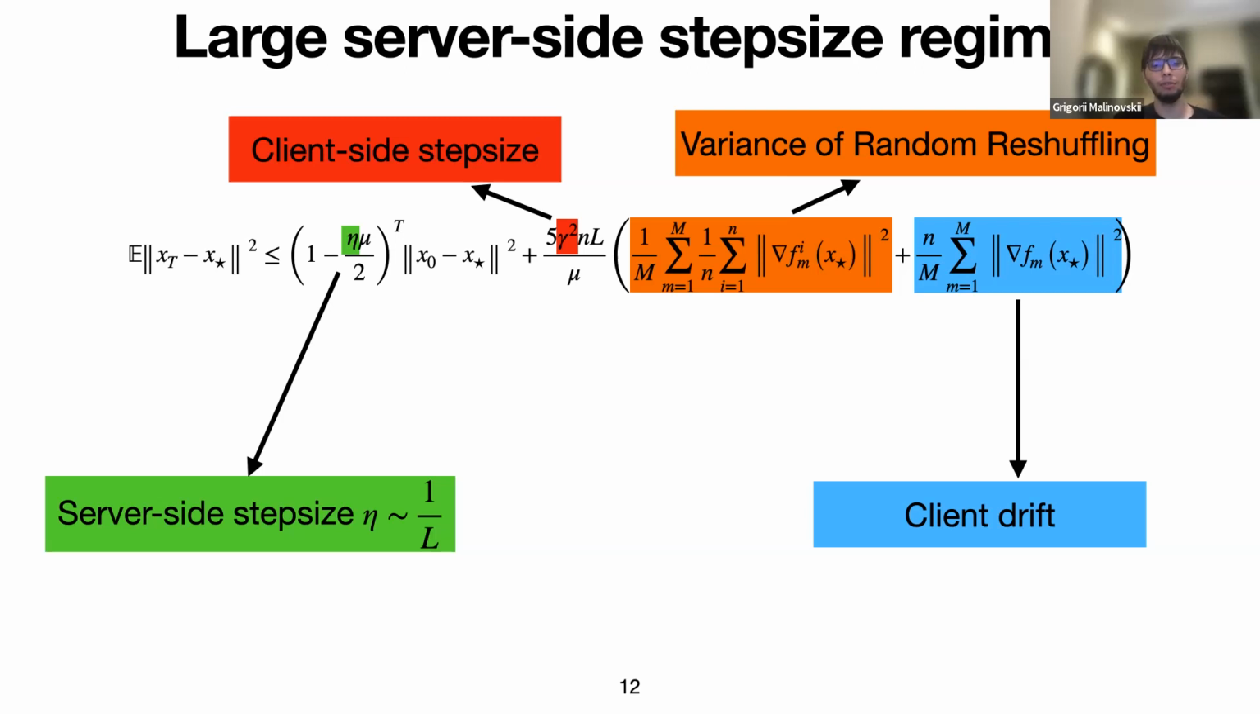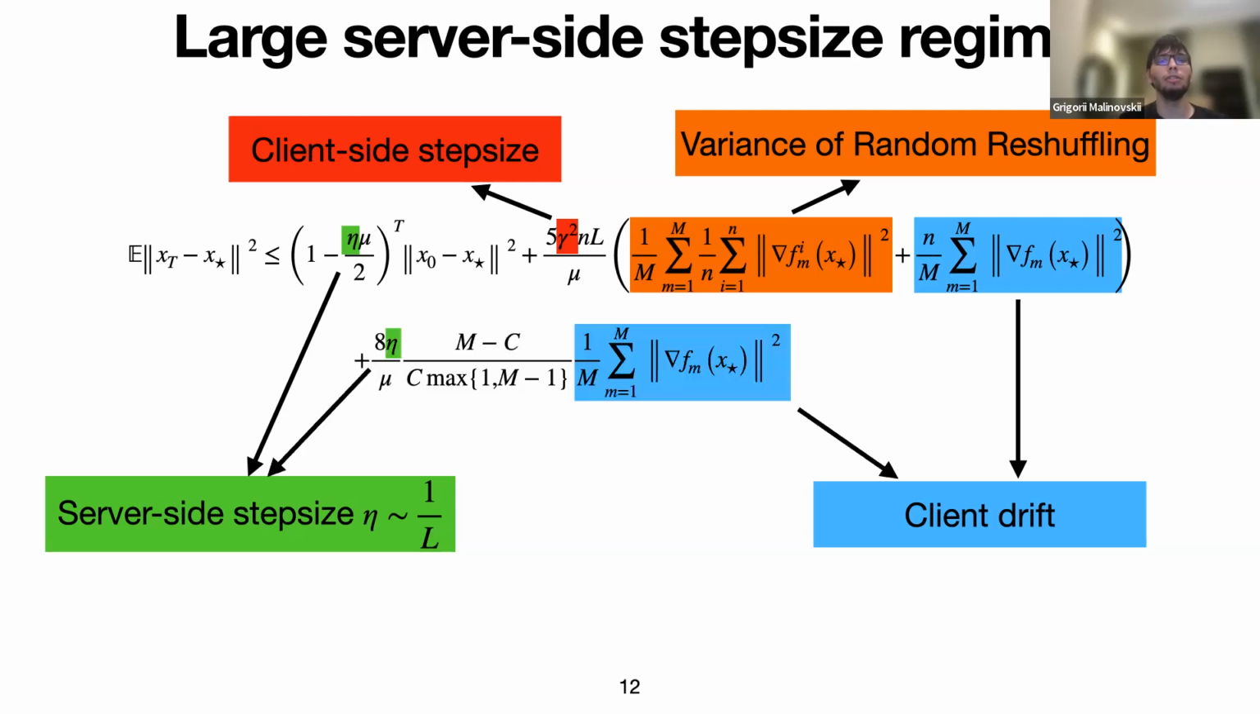But if we use partial participation or client sampling, we will have an additional term which is proportional to the global server-side step size. And you can see that if C, the cardinality of the participating subset, is equal to M, this term would be 0.